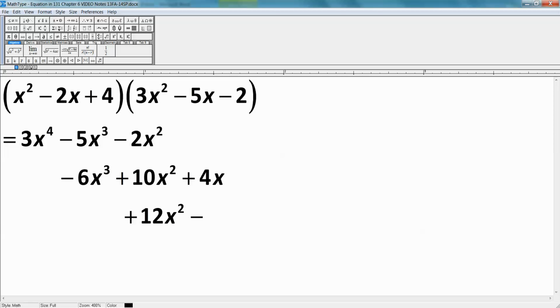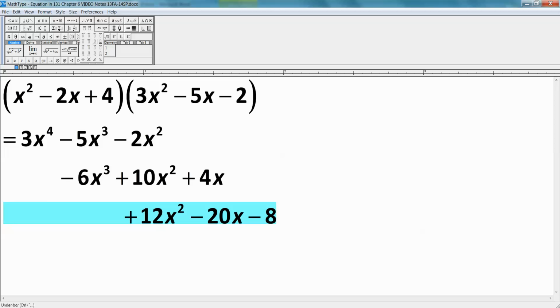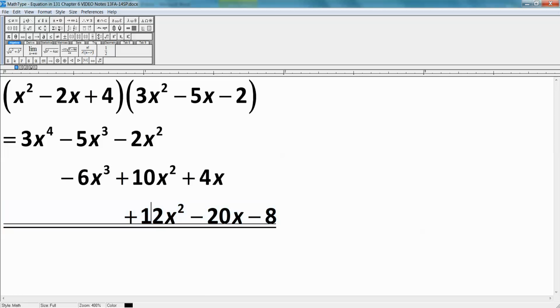And 4 times a minus 2 is minus 8. All right, so I've got 3 from the first batch, 3 from the next batch, and 3 from the third batch, right? All in all, it gave me 9 total things. And I'm going to add them all up.